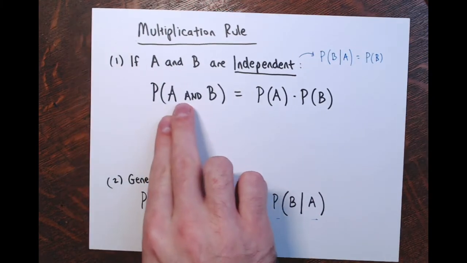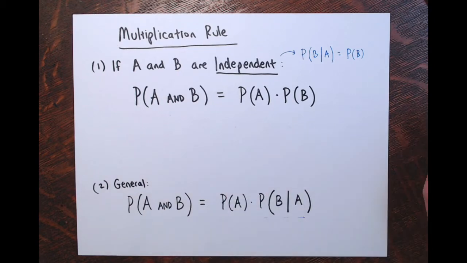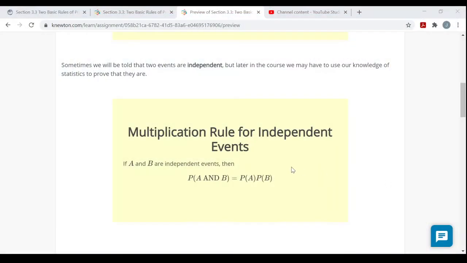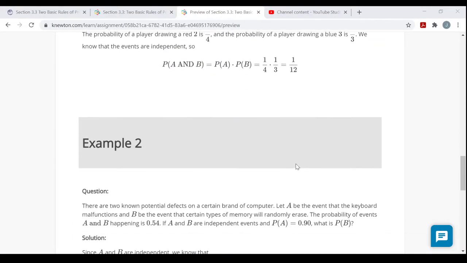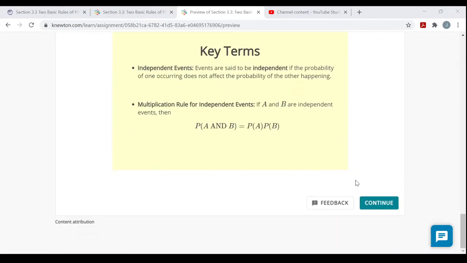All right, so sticking with this formula, when we know two events are independent, one happening has no effect on the other happening. Let's get to some problems. They run through an example here, but I'll just go to a problem.